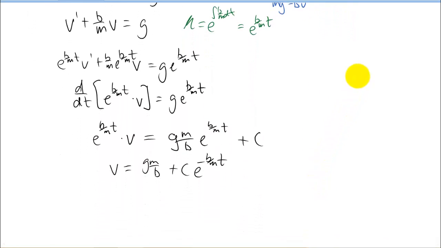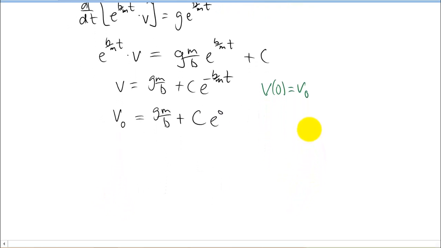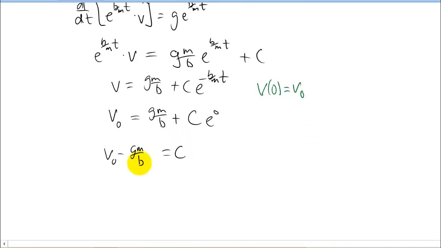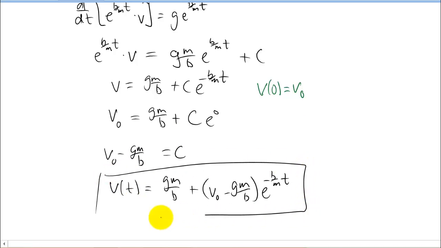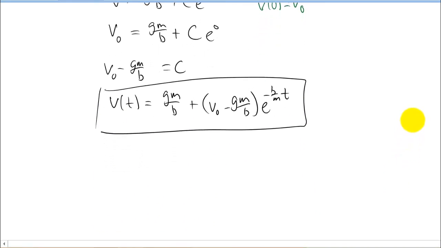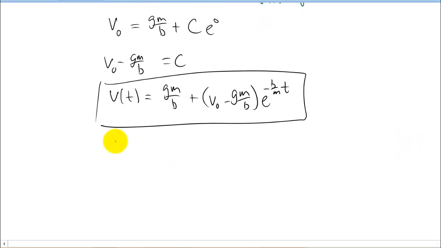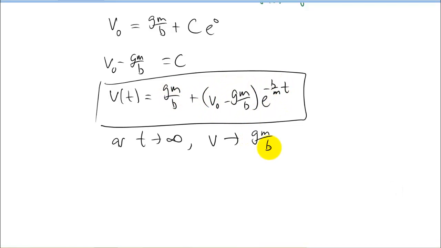We do have an initial condition. The initial condition says that v of 0 is the number v naught. That is also a constant. Plug in t equals 0 and v equals v naught, and we get something like that. And solve for c. Plug c back into our answer for v, and we get a final solution that looks just like this. One thing that I did ask you to notice was that as t goes to infinity, this second term here goes to 0, leaving just g m over b. And with this model, that is the terminal velocity of a falling object.